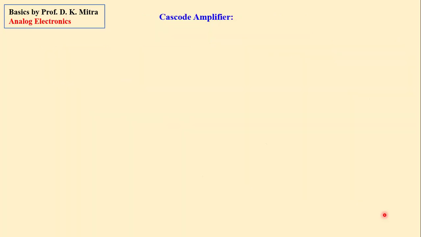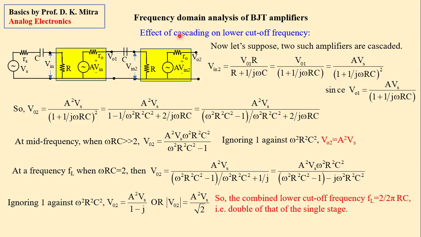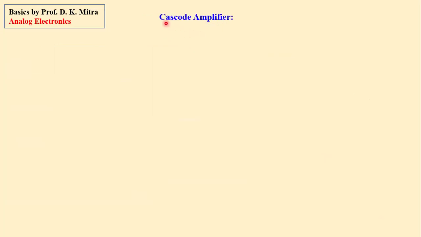Next, we shall go to another issue which you have in your syllabus, and I want to complete that in this same lesson, which is called the cascode amplifier. What we have discussed so far is the cascaded amplifier. Now, there is another type of amplifier called the cascode amplifier, which I have seen is in your syllabus.